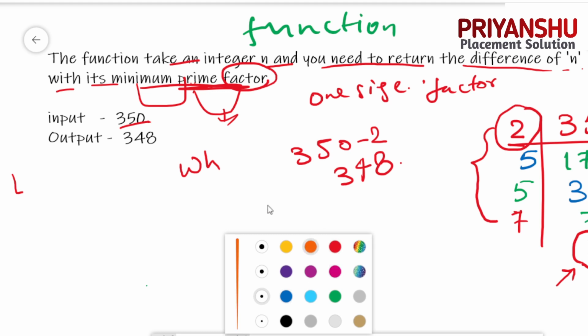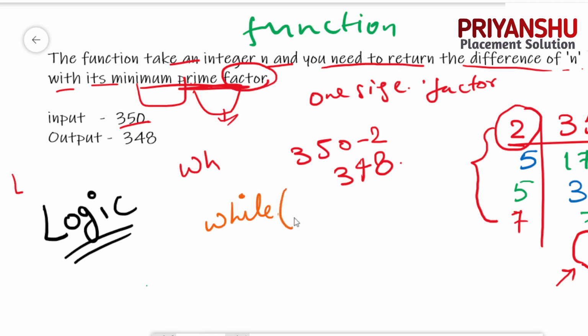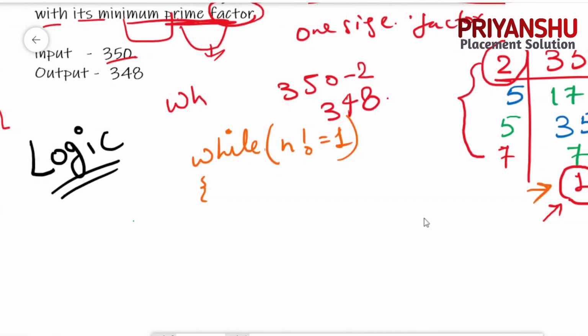Let's discuss the logic first, guys, then we will move to code. Basically, the logic I have already discussed. See here, this one is the logic only. I just put one condition here: while n does not equal 1. If it is not 1, we keep running; once 1 comes, the condition is false. So, guys, let's discuss the while loop. In the while loop, we just check one condition.